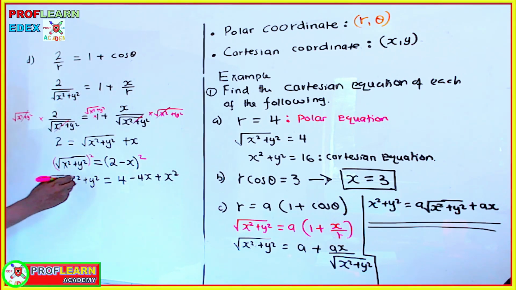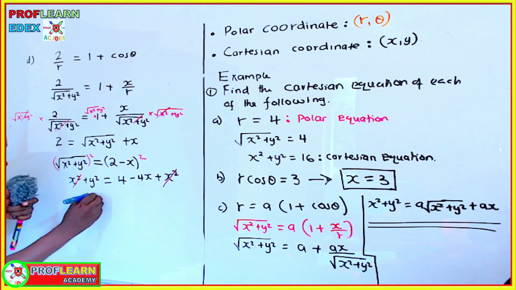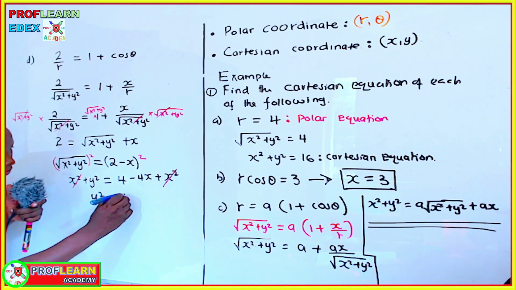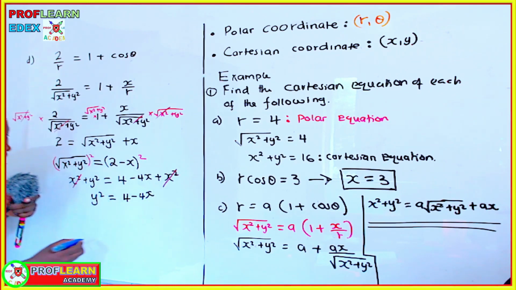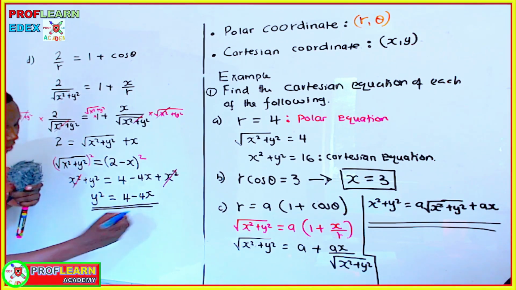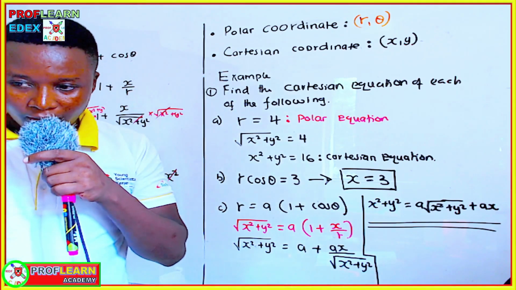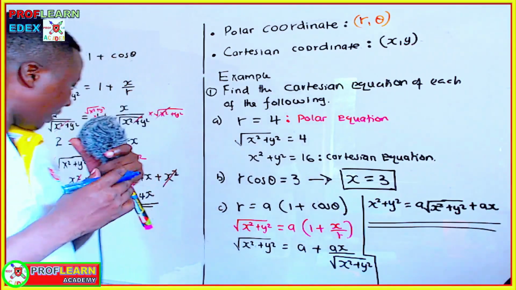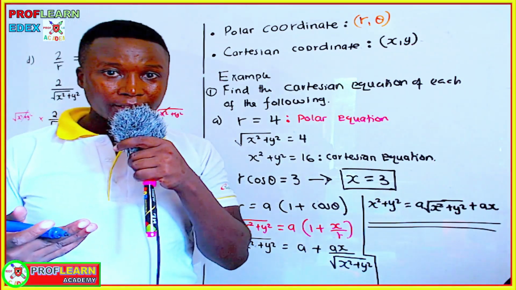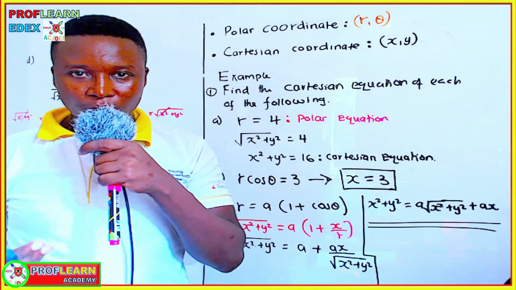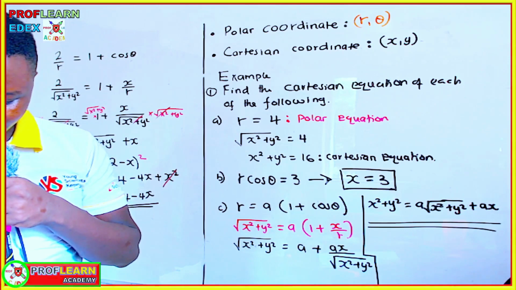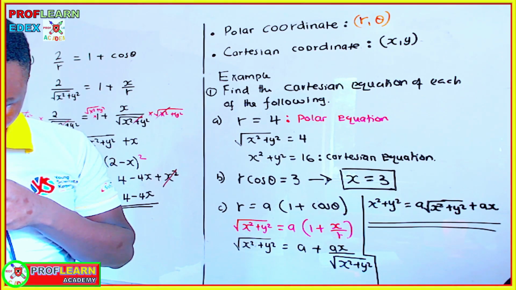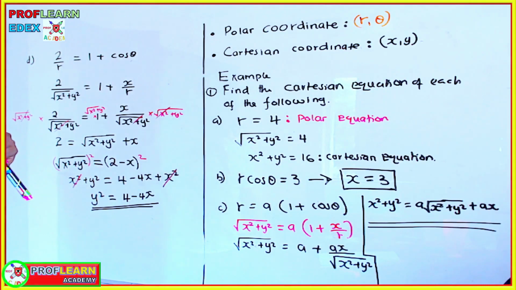So you can see now this part and this part is going to cancel. So at the end of the day, we are going to have y squared equals 4 minus 4x as our Cartesian form of this particular equation. So in the process of converting a polar equation to Cartesian equation, you need to understand those basics: what x is, what y is, what tan theta is equivalent to, and what r is expressed in terms of x and y.